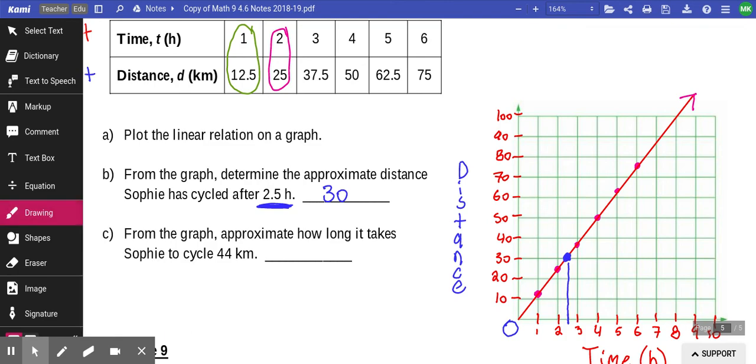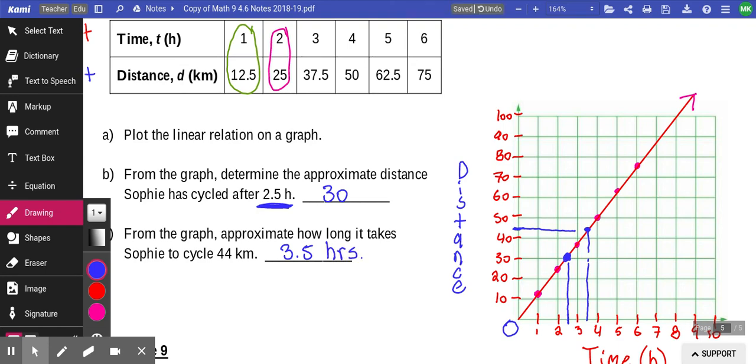Question C. From the graph, approximate how long it takes to go 44 kilometers. 44 kilometers is approximately there. That means I'm going to come straight across to about there. And I'm going to guess it takes about 3.5 hours. I'm just approximating. If you said 3.25 hours or 3.6 hours, that's fine.